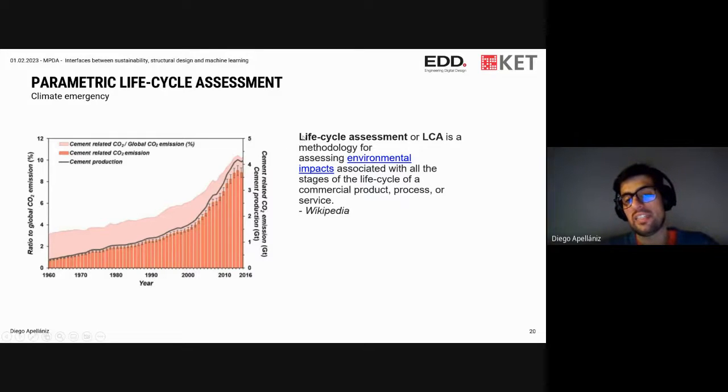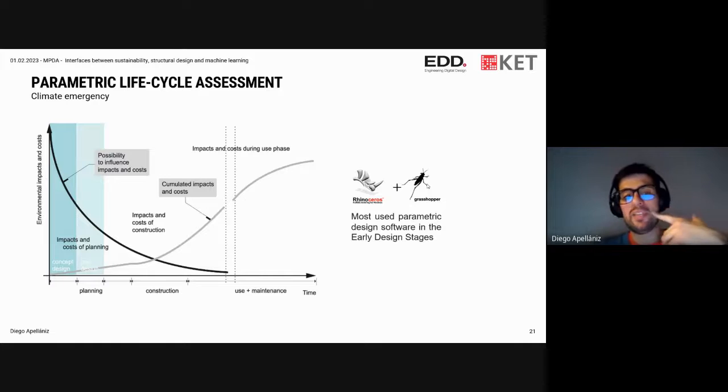One of the strategies that we can use is life cycle assessment. Life cycle assessment, or LCA, is a methodology for assessing environmental impacts associated with all the stages of the life cycle of a commercial product, process, or service. This is very nice, but it's quite time-consuming if you are doing it by hand, because life cycle assessment requires you, first, to compute all the material quantities that your building has. And second, you have to map these quantities to materials.